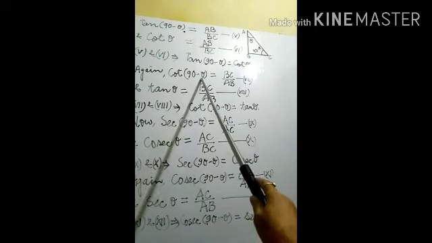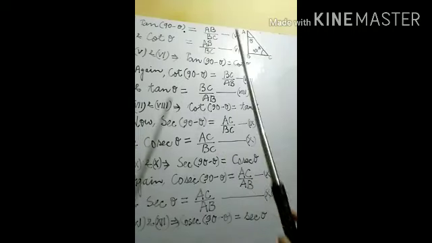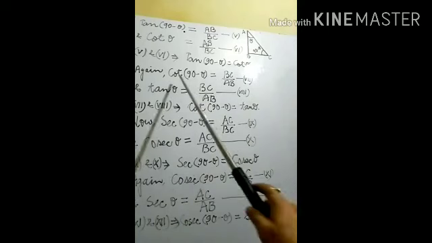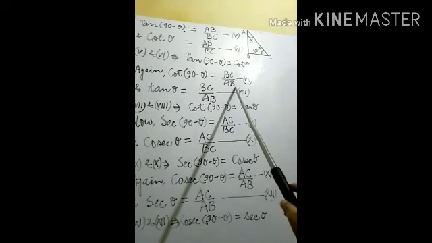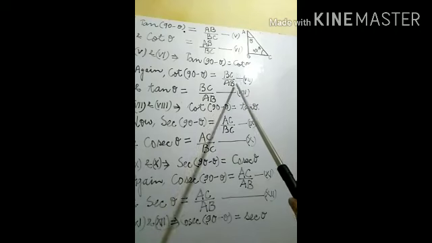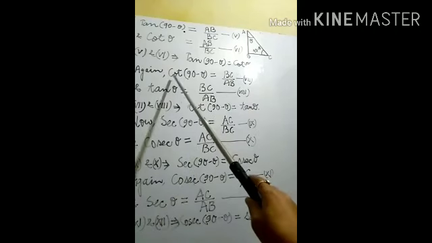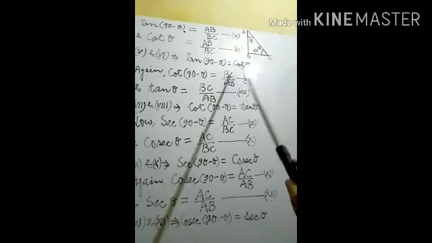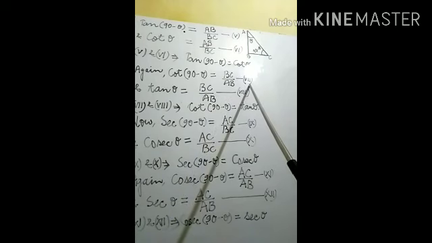So cot 90 minus theta means we are talking about this angle C. So for this angle C, BC is base, AB is perpendicular and AC is hypo. So cot 90 minus theta is the relation of BC, which is base, and AB, which is perpendicular. Cot is the ratio of base to perpendicular. So base is BC and perpendicular is AB. So cot 90 minus theta means cot of this angle equals BC upon AB. Now this one is equation number 7.